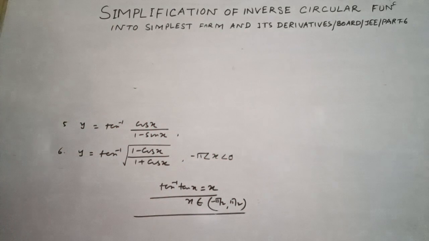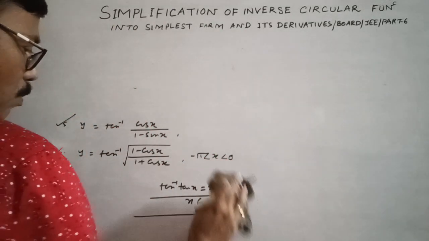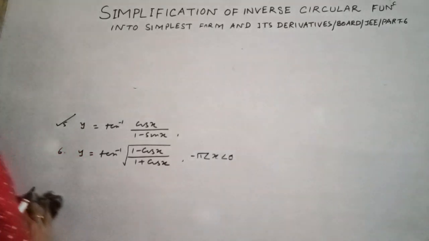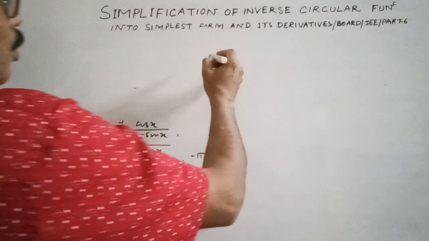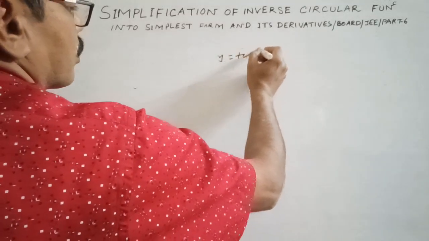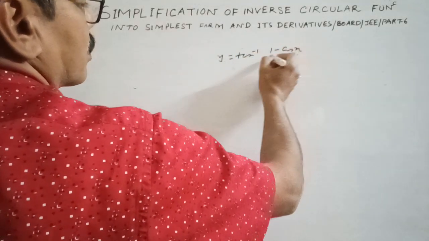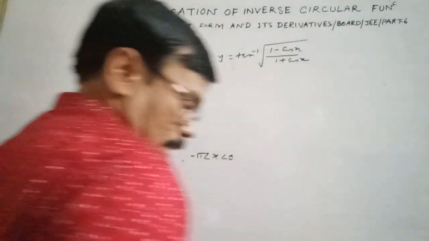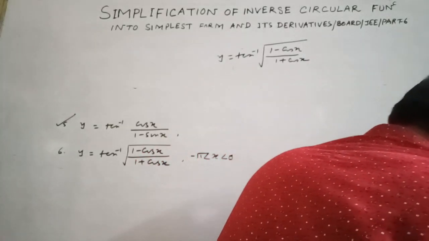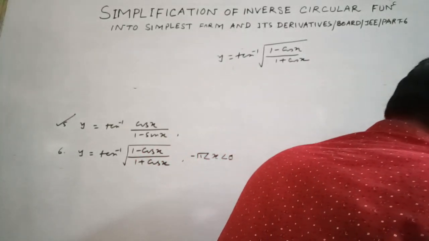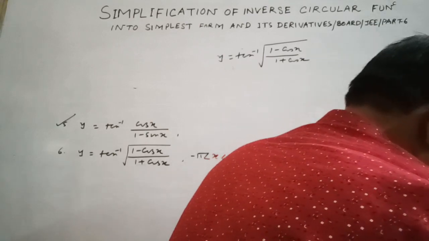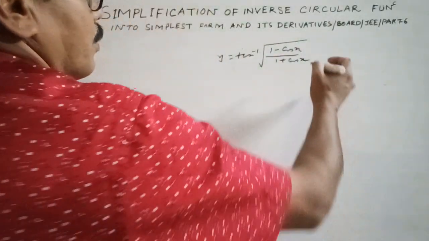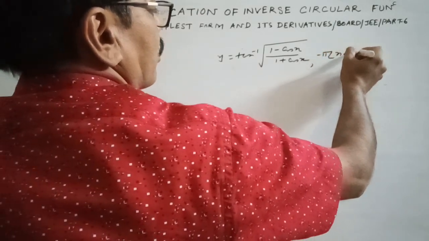Now problem number 5, this is exactly same. Now problem number 6, y equals to tan inverse 1 minus cos x by 1 plus cos x, under root, and there is a restriction. So what is the restriction? Restriction is minus pi less than x less than pi.